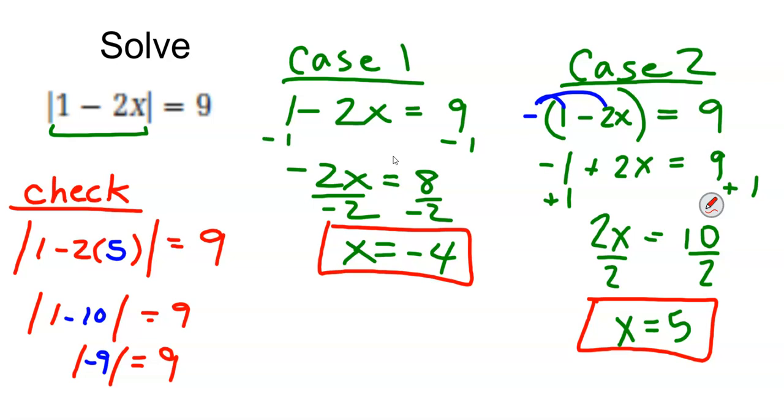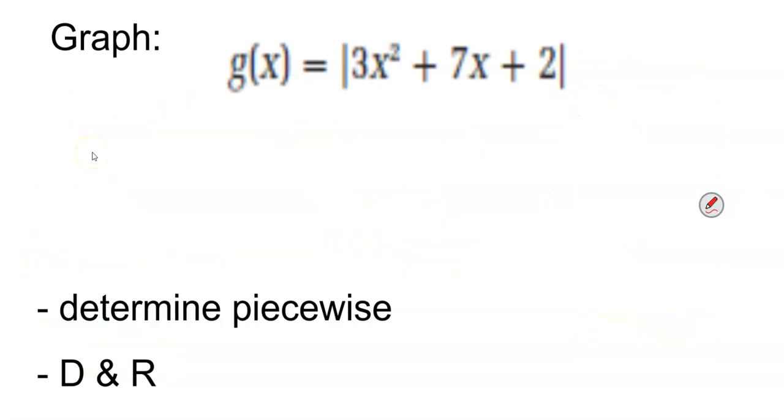Now we're going to move on to the next one. All right, now we're going to graph an absolute value function that's originally quadratic. So in order to do that, we still have to find our x and our y intercepts.